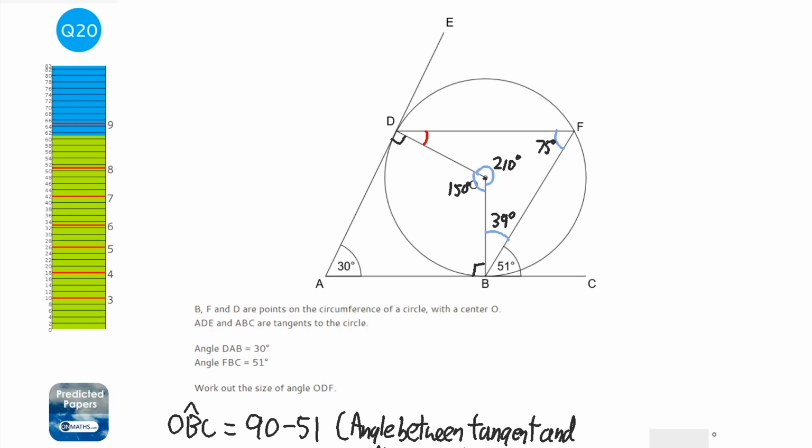Just when you're doing the question, try and write down as many reasons as you can. Even really obvious ones like angles on a straight line or angles in a quadrilateral will help you get the marks. Normally, again, for circle theorem ones, they're looking for circle theorems as well as those ones.